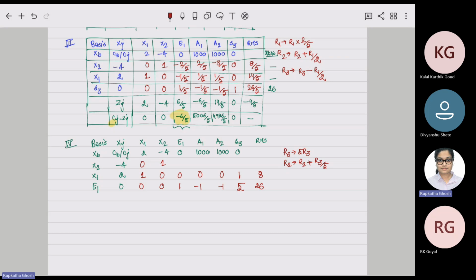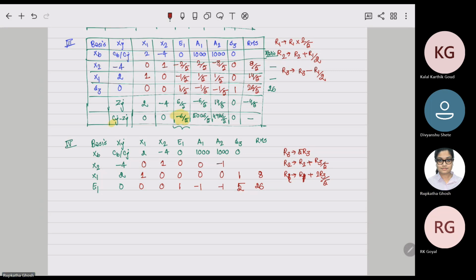Okay, sorry. For R3 also we'll have to do, no? So R3 will become R3 minus 2 by 5 plus, sorry, R1 plus 2 R3 by 5. Makes sense. 0, 1, 0. 2 by 5 minus 2 by 5, 0. Minus 3 by 5 minus 2 by 5, minus 5 by 5, minus 1.